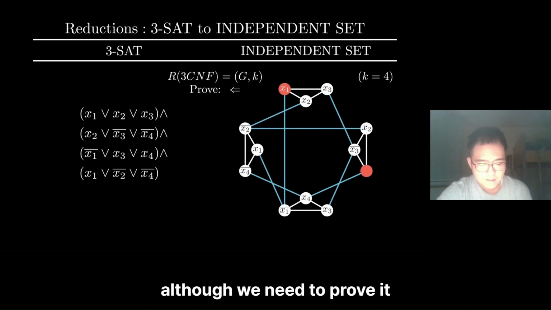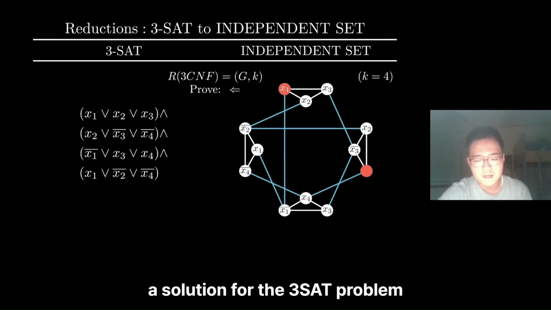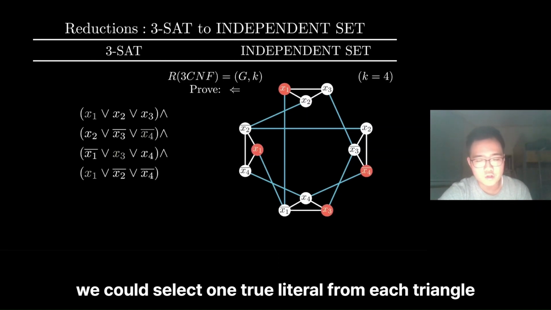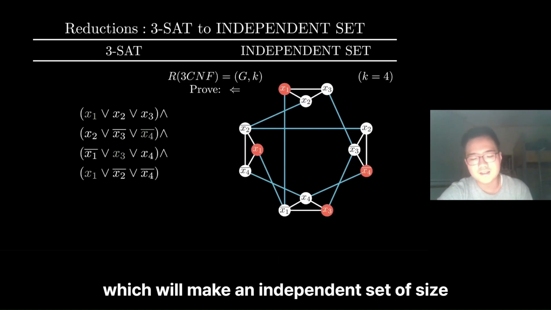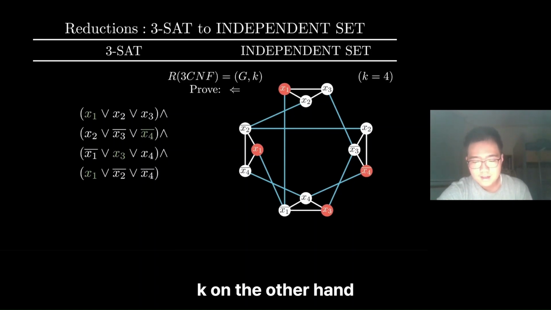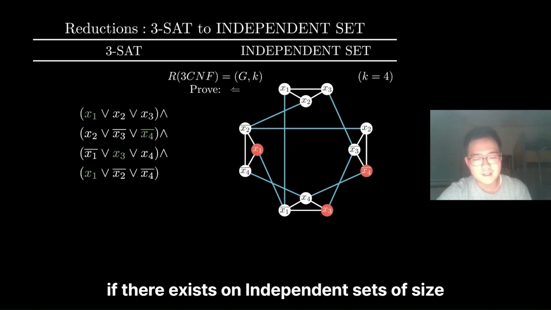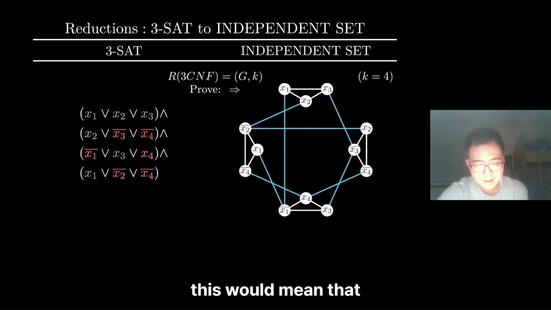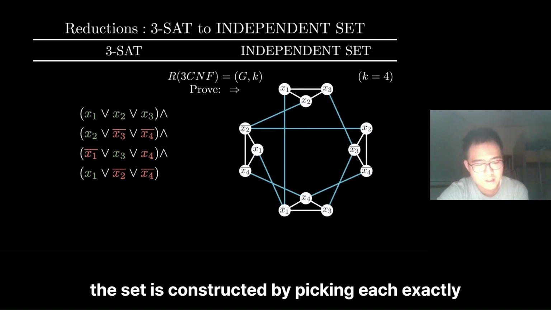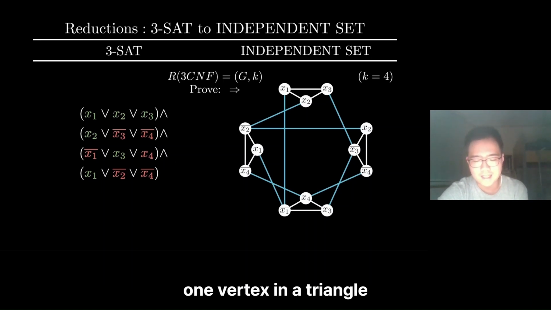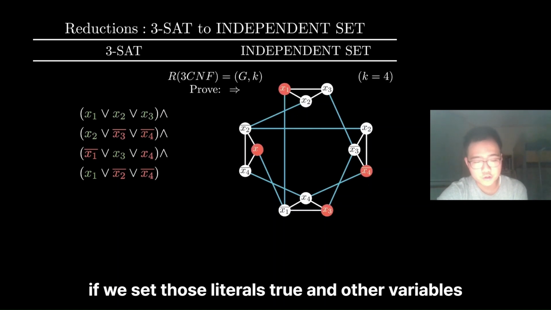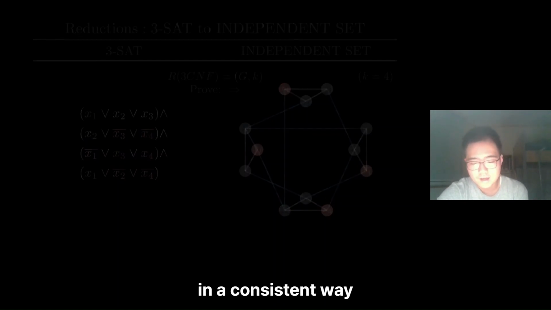If there exists a solution for the 3-SAT problem, we could select one true literal from each triangle, which would make an independent set of size k. On the other hand, if there exists an independent set of size k for the graph, this would mean that the set is constructed by picking exactly one vertex in each triangle. If we set those literals true and other variables in a consistent way, the truth assignment is consistent and all clauses will be true. Now let's look at why we talked about polynomial time reduction.